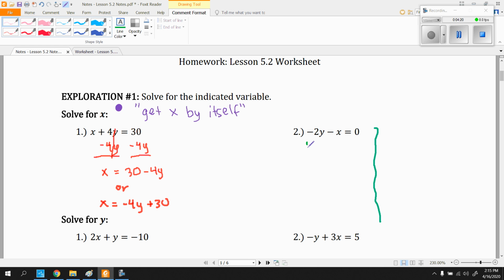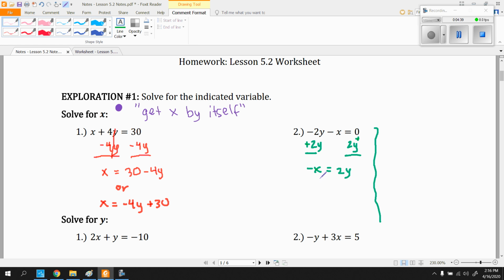How do I get rid of a negative 2y? I need to add 2y to both sides of the equation. Because over here, negative 2y plus 2y is 0. We still have a negative x over here equal to 0 plus 2y. 0 plus 2y is 2y.